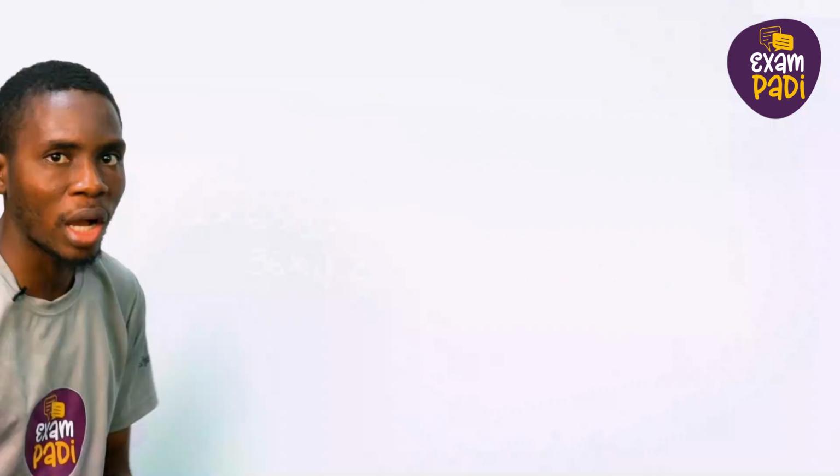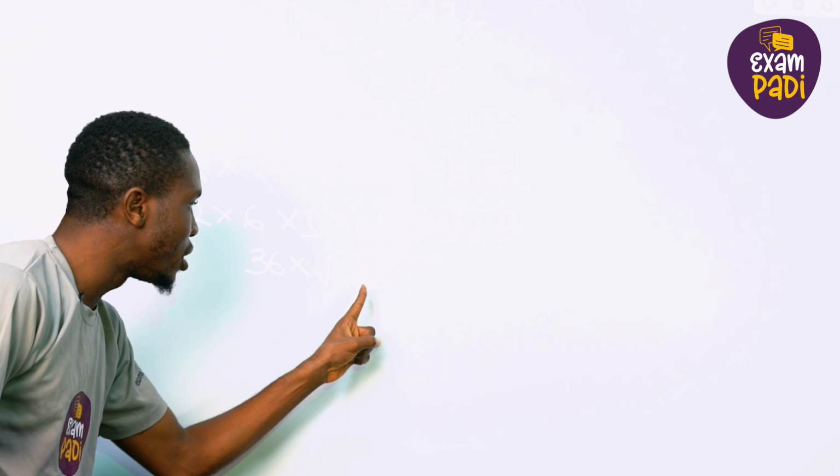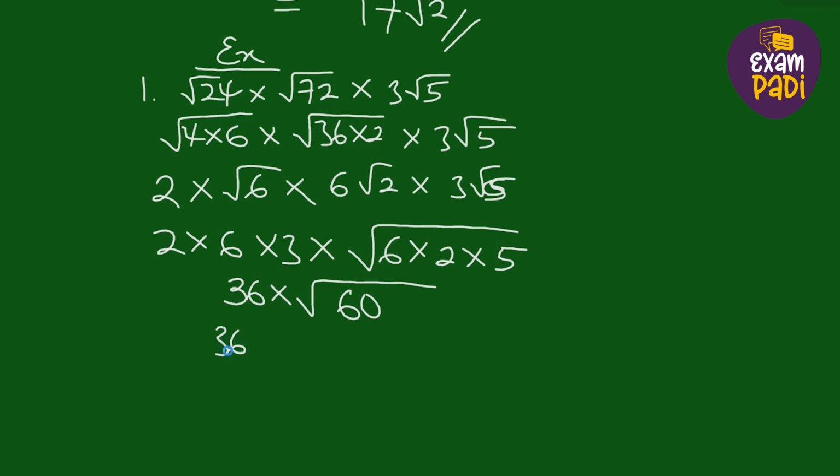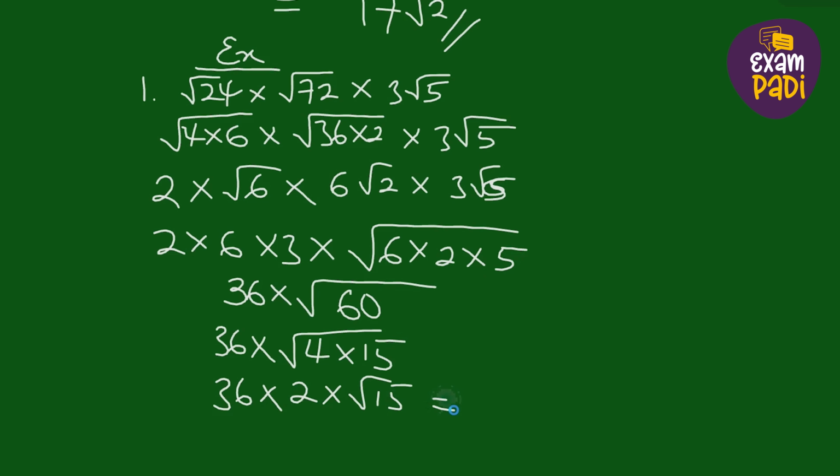Now the question you are going to ask yourself is, can I simplify root 60 further? Yes, we can. So we have 36 times root 60, which can be written as 4 times 15. And then we have 36 times square root of 4, which is 2, times root 15. So we have 36 times 2, that is 72. So we have 72 root 15. That is our final answer.